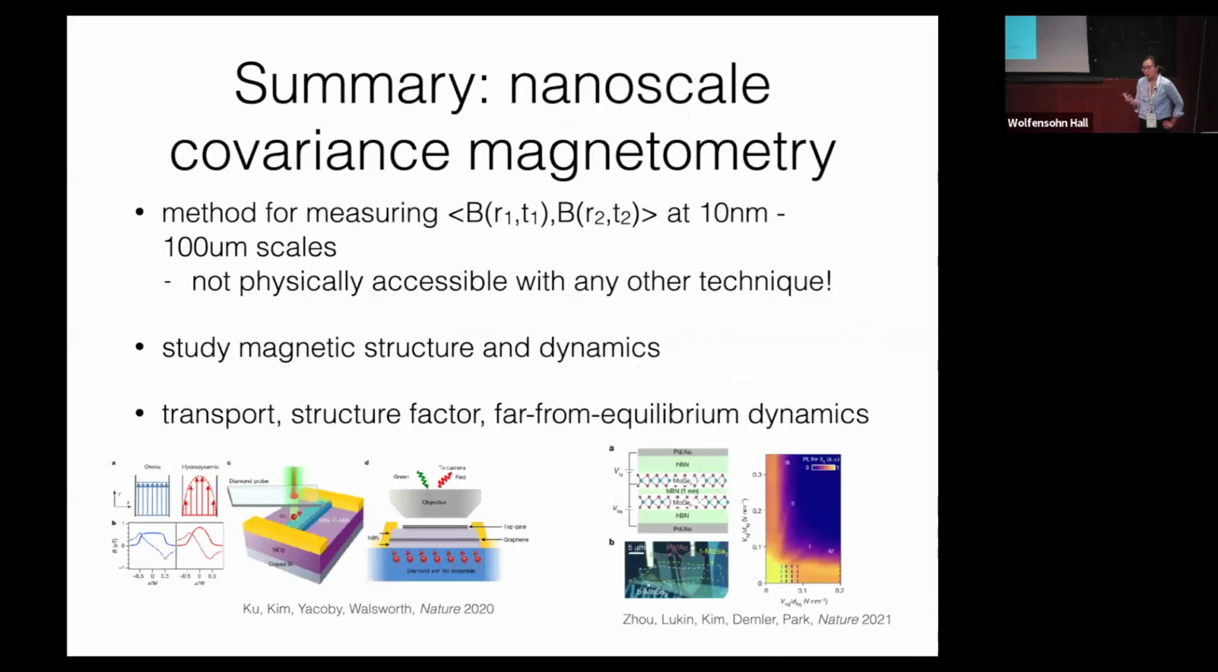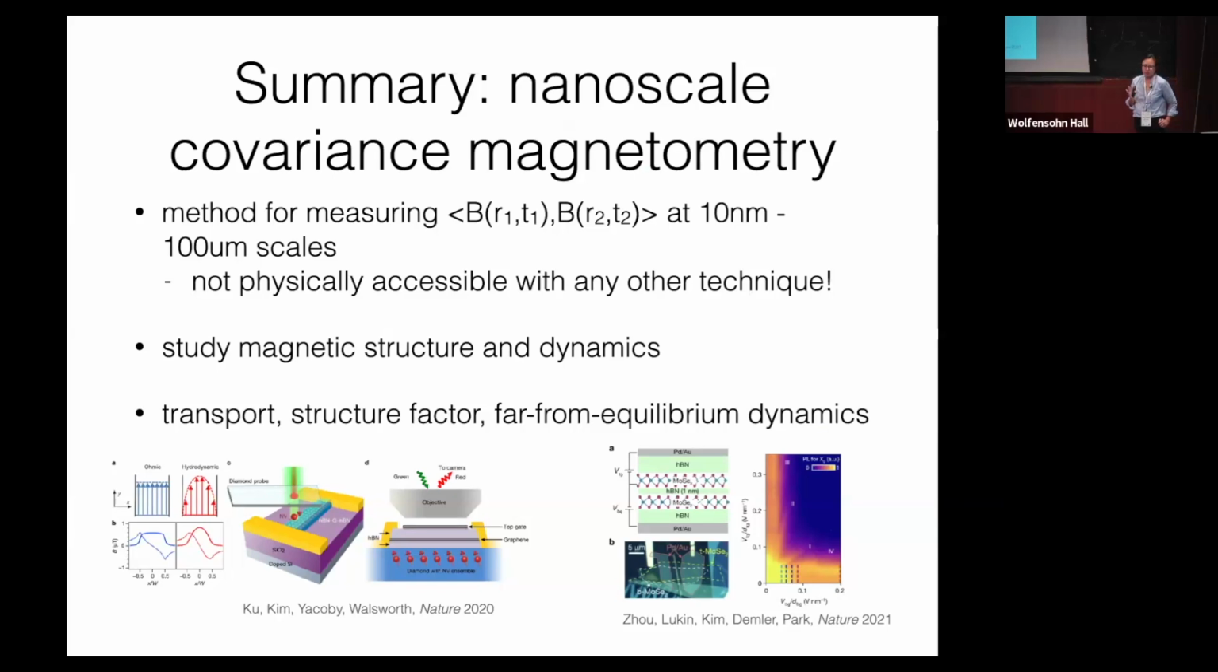Okay, so just to summarize, what the technique does is it gives us access to this 2-point correlator in the magnetic field. So anything that looks like BR1T1, BR2T2 at what I've shown you so far is a few hundred nanometer to a few hundred micron length scales. So everything has so far been diffraction limited, but let me show you something else that's new. And the thing that's really exciting about this is, as far as I know, this is essentially just not physically accessible with any other technique.